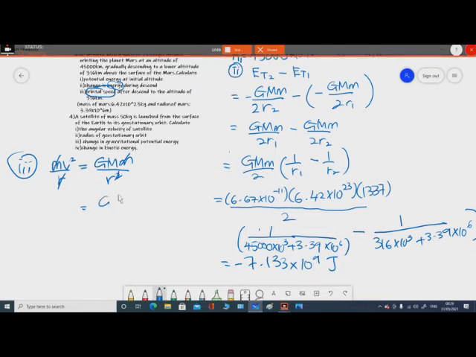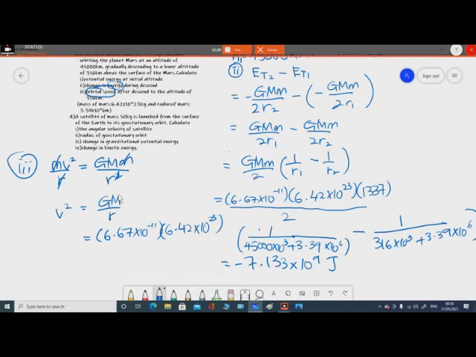So v squared equals GM over r. Whether GM is changed to r squared g or not depends on the students. But here we have the mass of Mars given, so we can directly substitute the value, 6.67 times 10 to the power of negative 11. The mass of Mars is 6.42 times 10 to the power of 23.